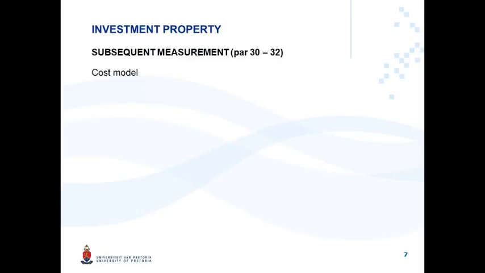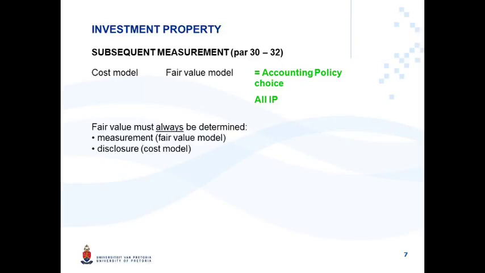Subsequent measurement. Under subsequent measurement, there is an accounting policy choice between the cost model and the fair value model. Whatever model is chosen has to be applied to all investment property of the company. This is different from IAS 16. Under IAS 16, you have a choice between the cost model and the revaluation model. Fair value model and revaluation model is not the same. Under IAS 16, you also make this choice and you apply the chosen model to a class of PPE.